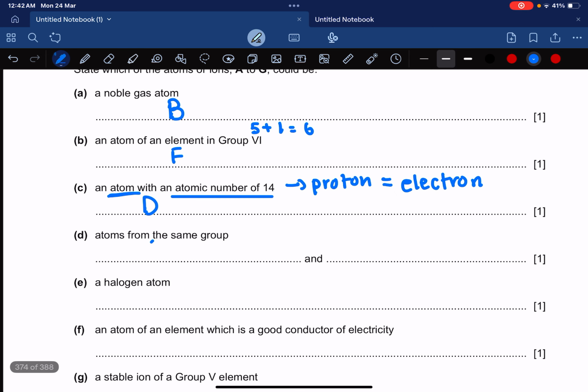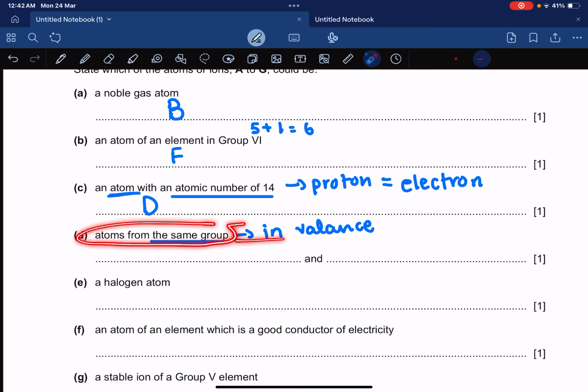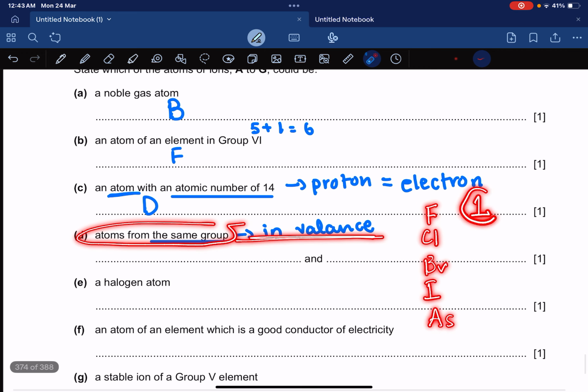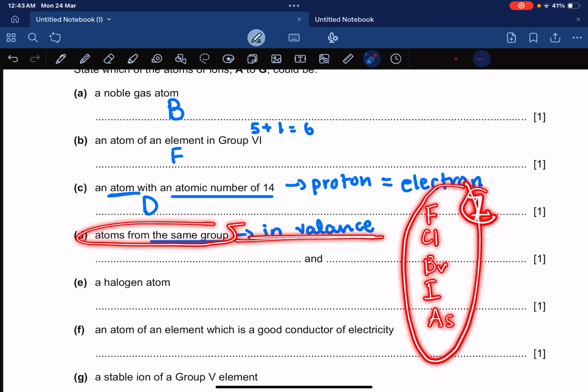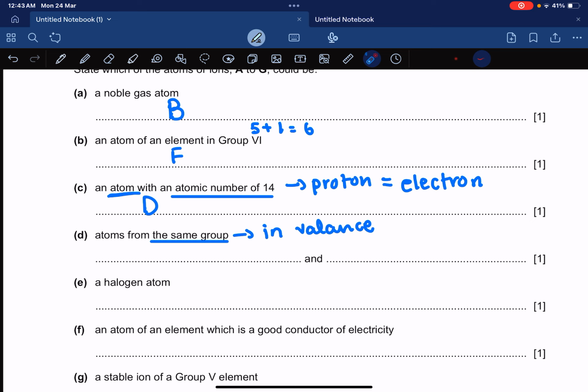Atoms from the same group. Same group means the same number of electrons in the valence shell. You should know that all the atoms in one group have the same number of electrons in their valence shell, or the last shell. If you're talking about halogens, group 7, fluorine, chlorine, bromine, iodine, and astatine, all of them are going to have 7 electrons in their valence shell. So the number of electrons all the atoms have in the valence shell in one group is the same. If you take group 1, all of them are going to have 1 electron. If you take group 7, all will have 7. If you take group 5, all will have 5.